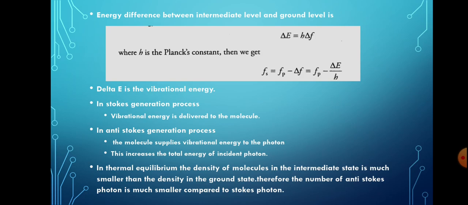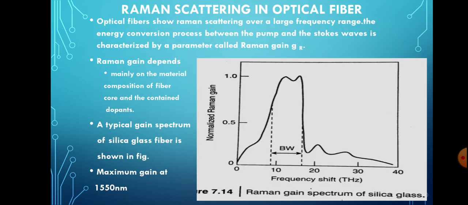So in the anti-Stokes generation process, the molecule supplies the vibrational energy to the incident photon. This will increase the total energy of the incident photon so that the frequency of the incident photon is increased. So the frequency of the anti-Stokes waves also increases. In thermal equilibrium, the density of the molecules in the intermediate state is much smaller than the density in the ground state. Therefore the number of anti-Stokes photons is much smaller compared to Stokes photons.